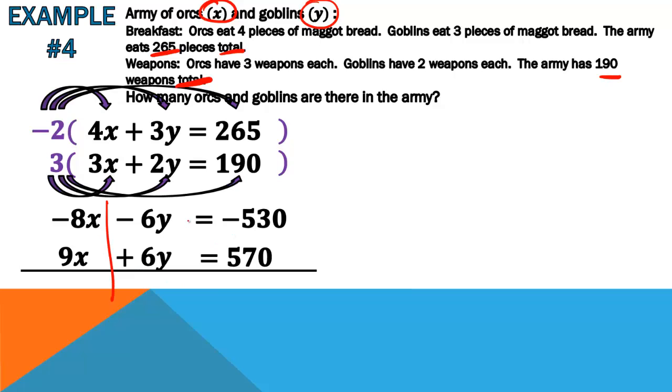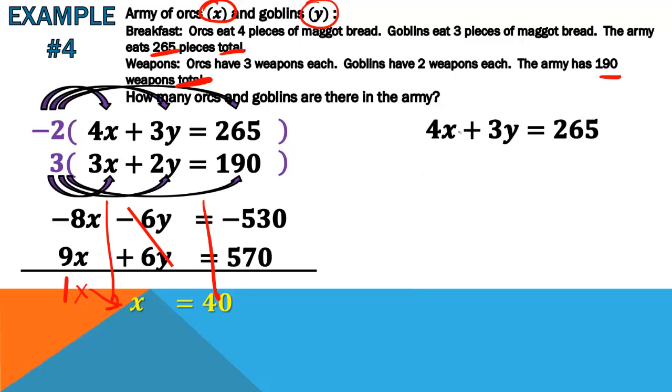Then go ahead and add in columns here. These cancel out because I was trying to get rid of my y's. So I end up with x, because this is just 1x, so x equals 40, because -530 and 570 equals 40. Since x was orcs, that's how many orcs there are. So I plug that into either equation, like we've done. I know how much you guys love elimination. I'll plug it into the top one.